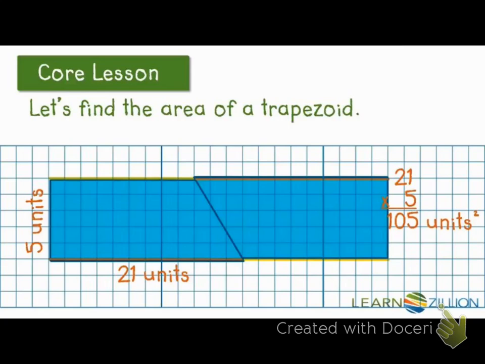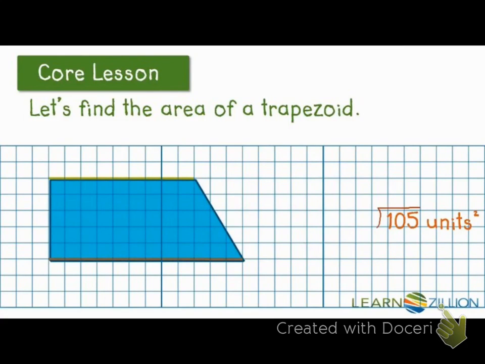But remember, we're not trying to find the area of the rectangle, we're trying to find the area of that original trapezoid, which is half of our rectangle. So we take our 105 and divide it by 2. 105 divided by 2 ends up being 52.5 square units.